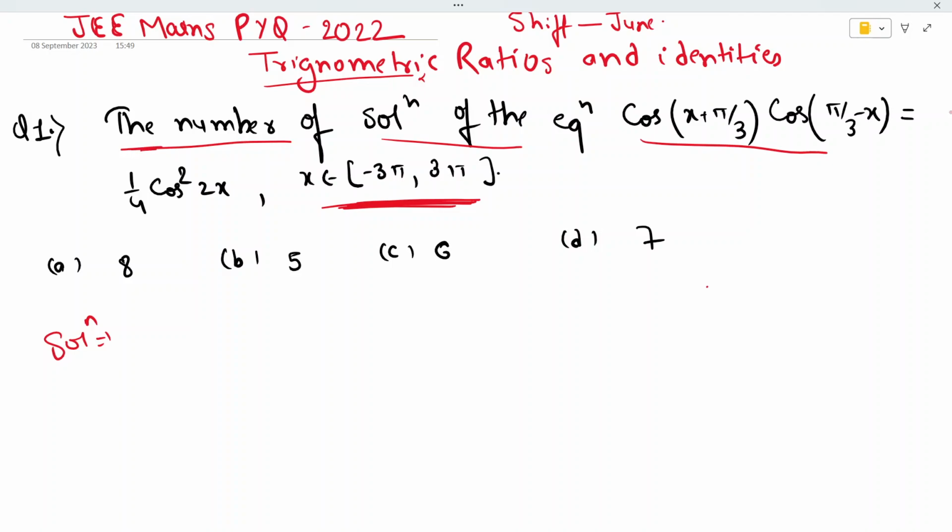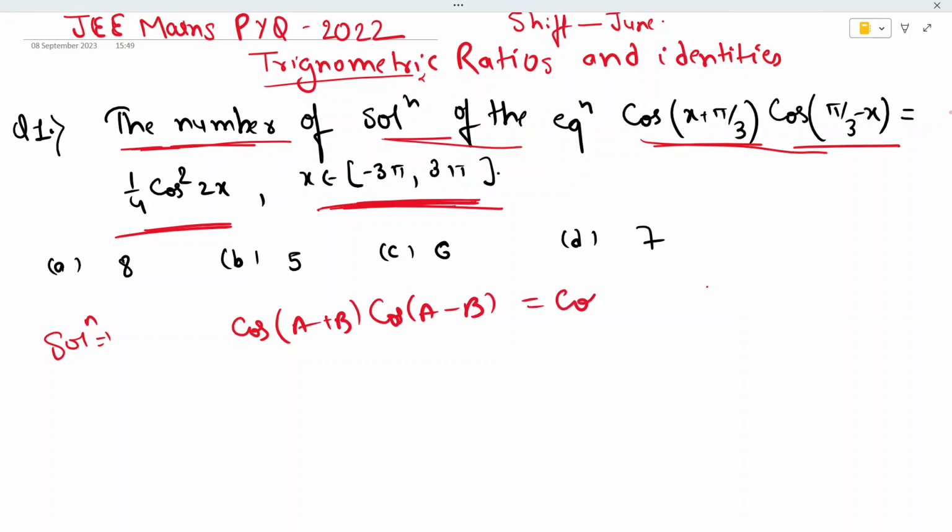Question one says that we have to find the number of solutions for which cos(x + π/3) cos(π/3 - x) holds, where x lies between -3π and π. We know one formula: cos(A + B) cos(A - B) is equal to cos²A - sin²B. I'm hoping that you all know. So just use this formula here.